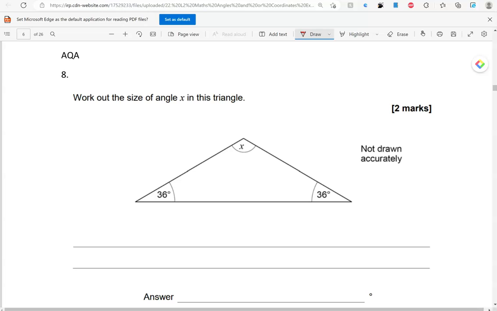Work out the size of angle X in this triangle. So we've got two angles given to us, 36 and 36, which is 72. So 180 take away 72 should give us angle X. So we'll do 10 take away 2, which is 8. 7 take away 7 is 0. 1 take away 0 is 1. So that is 108 degrees.